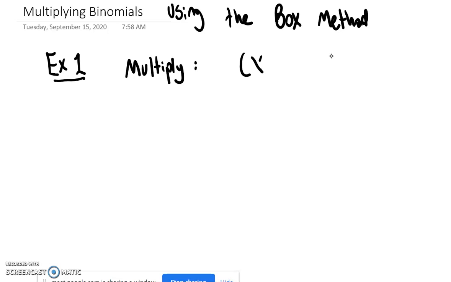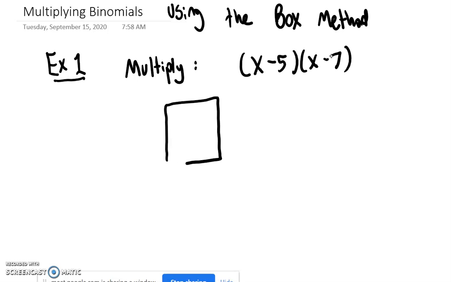And we'll start with a simple one. So let's just say it's x minus 5 times x minus 7. So whenever we set up the box method, for math 2 and math 3 you'll use bigger boxes, but for math 2 we're typically looking at a 2 by 2 box because they're both binomials. So I write the first binomial across the top, x minus 5, and the second binomial across the side, x minus 7. So x times x is x squared.